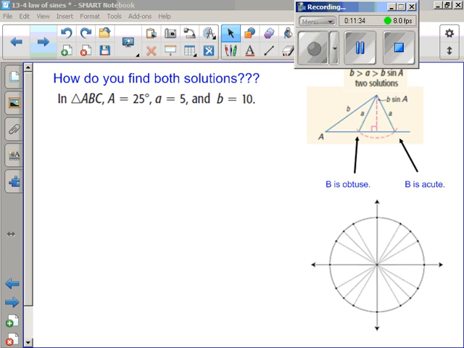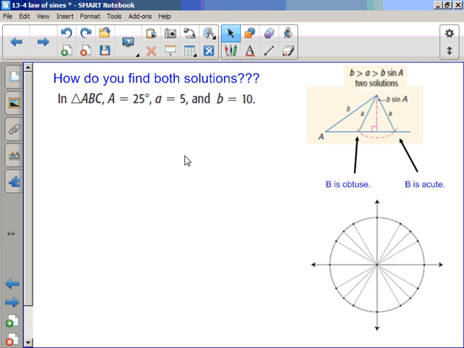All right. So we have, this is the problem from before where there are two solutions. So what you do is you set up, all right, you have to find, well, let me draw it first.